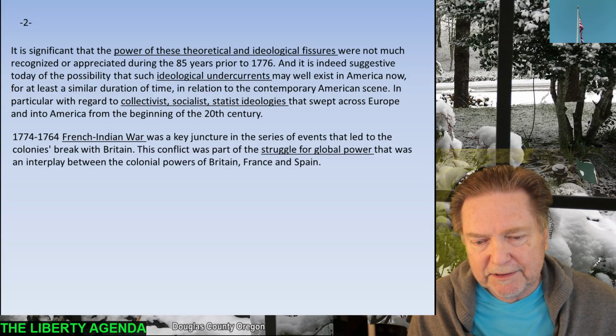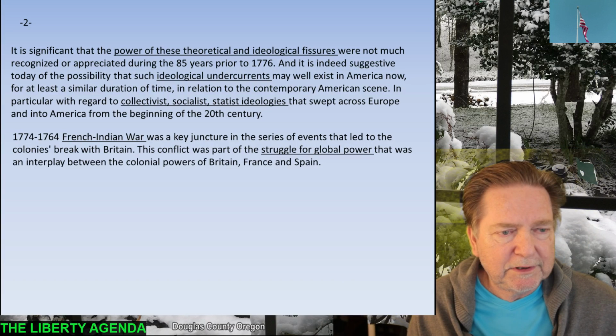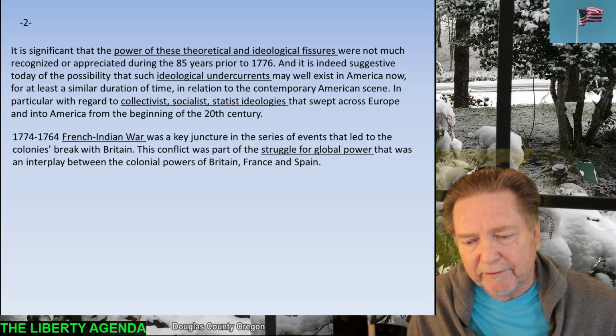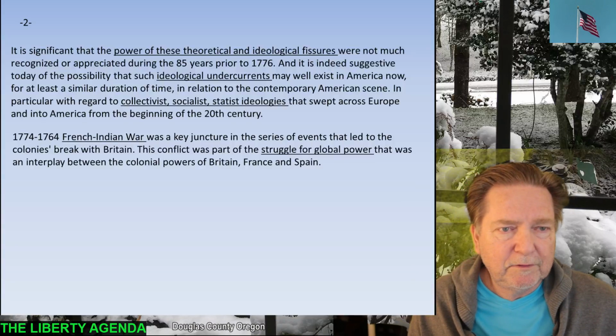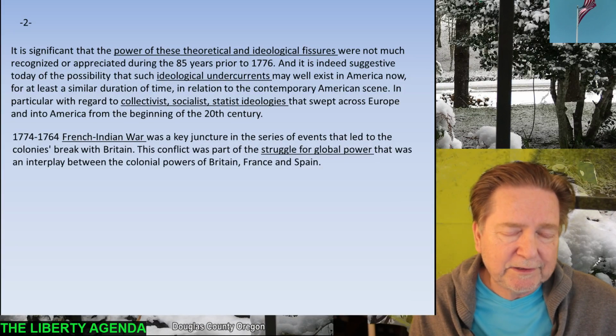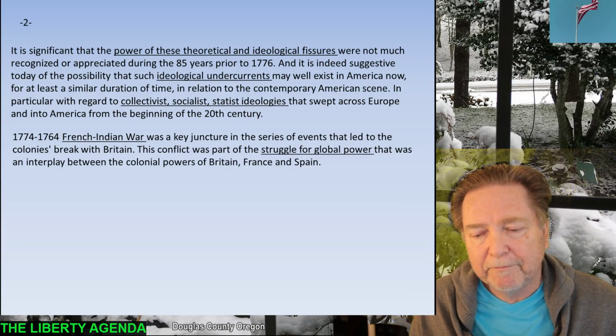You had this incipient colonial period, which was beginning, and the whole theory of the relationship between the government and its colonies was what was involved in the situation with the United States, or with the colonies of America and Britain.